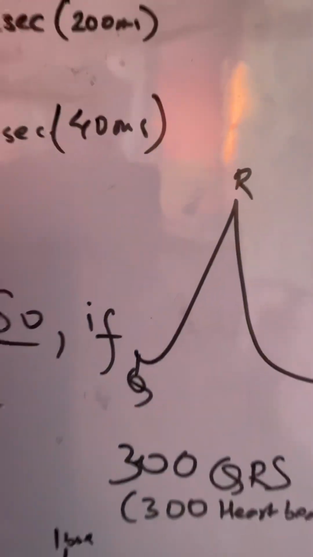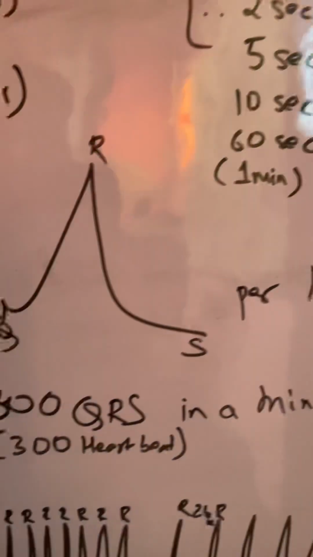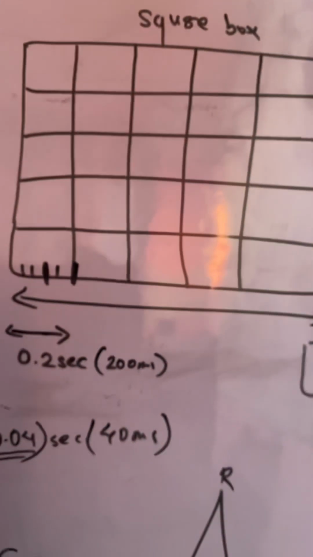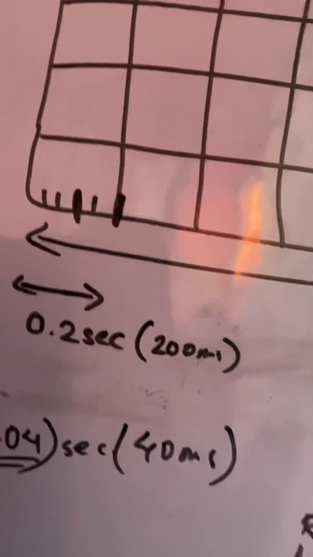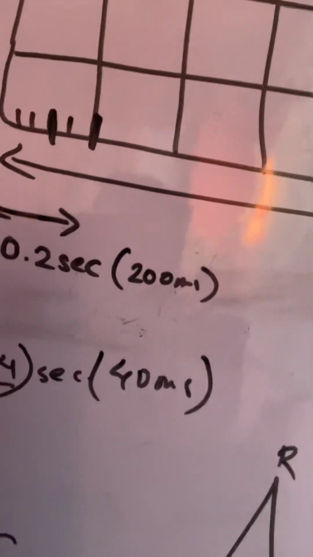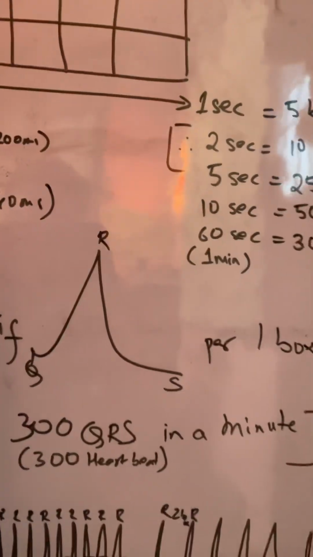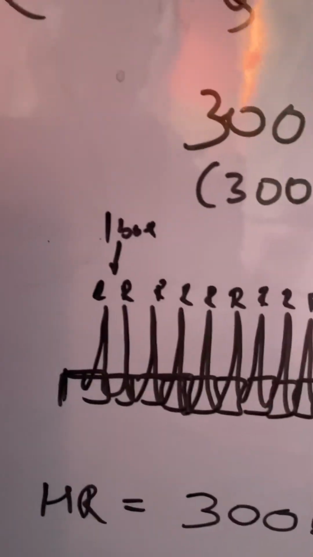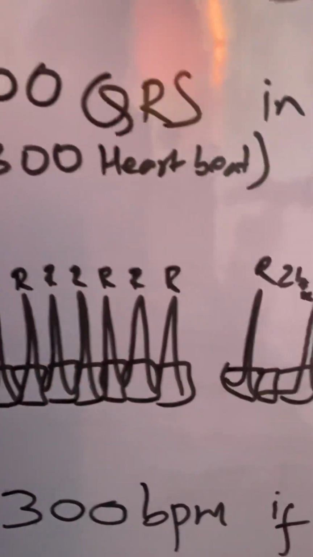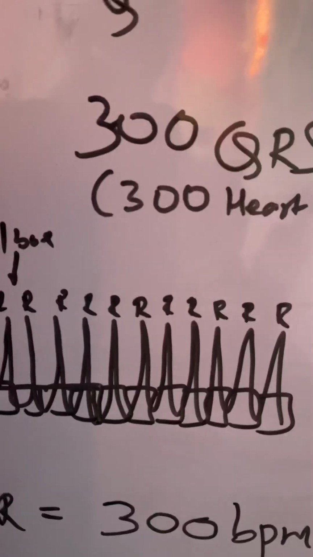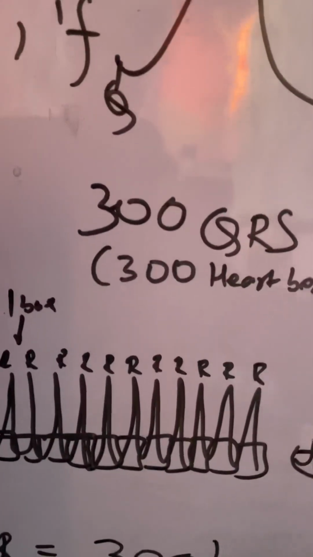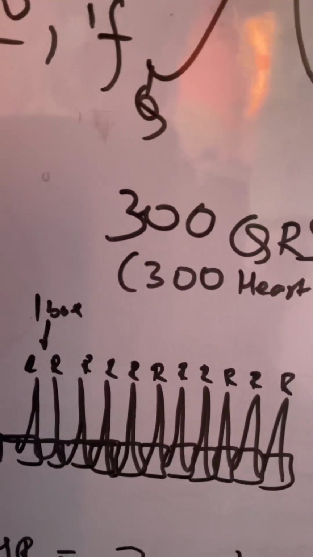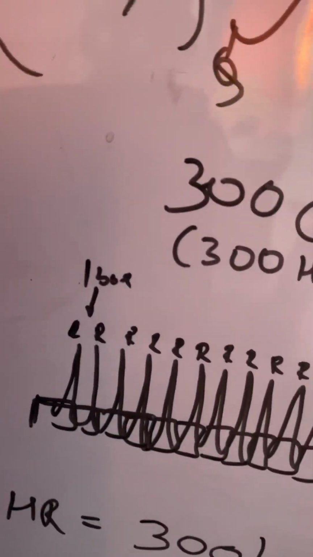And if we see 1 QRS complex in 1 large box, then 2, 3, 4, 5, so in 1 second there will be 5 heartbeats. If that occurs with 1 QRS per 1 box, that will mean 300 heartbeats, 300 QRS in a minute. So in 1 minute it will comprise 300 boxes, and we have 1 QRS complex in each box, which means 300 heartbeats.